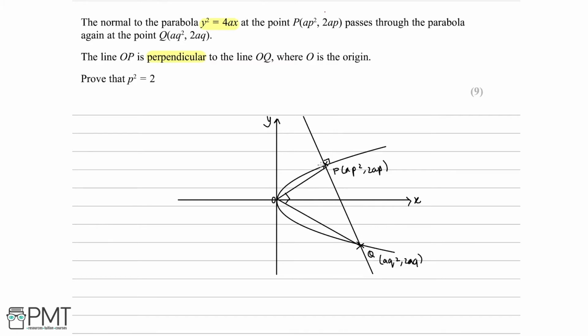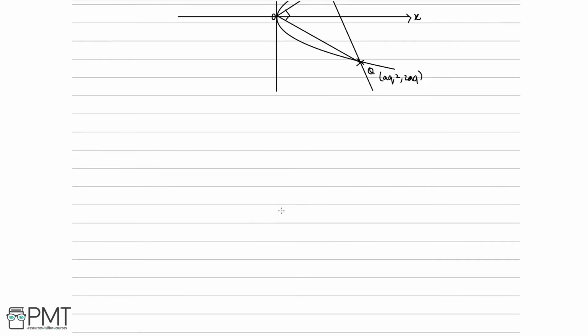Now my diagram isn't 100% correct over here because this does not look like a right angle. However, we know that our graph looks something like this, where POQ is a right angle because OP is perpendicular to the line OQ. Okay, so how do we approach this question? Well, we know many things about the gradients of this graph because we know that PQ is a normal to our parabola. So we can actually find an equation or a formula for the gradient of the normal over here. So how do we do this?